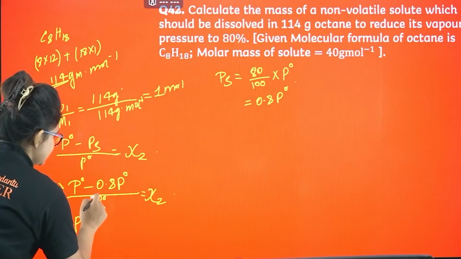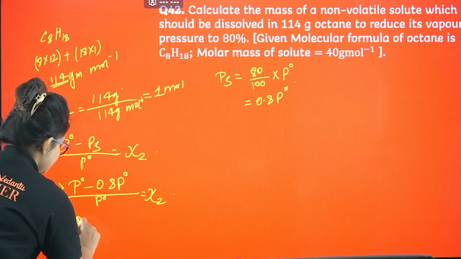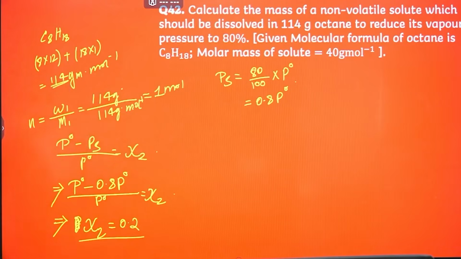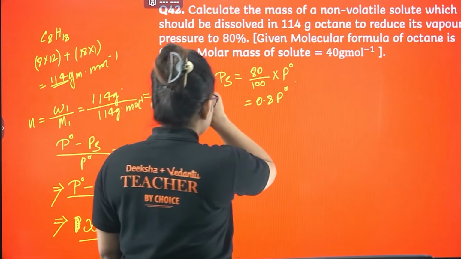P naught will cancel out. Okay, X2 will come as 0.2, right? 1 minus 0.8, that is 0.2. I guess up to this step it is clear to you. Okay, now we can calculate the number of moles.